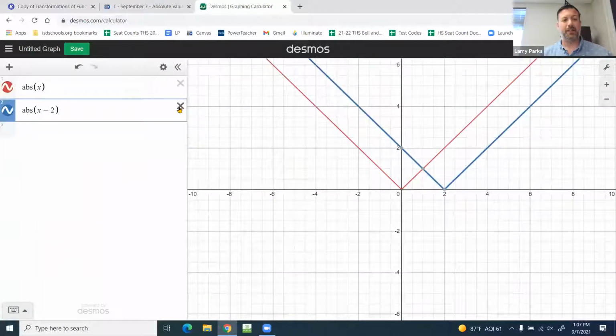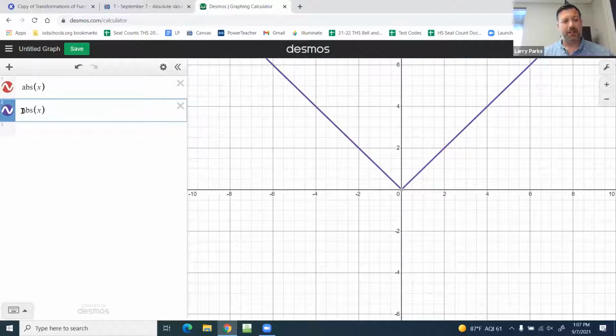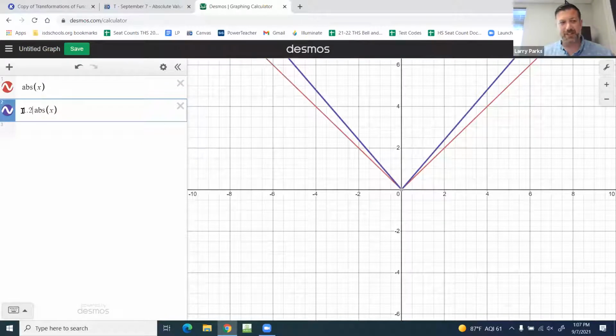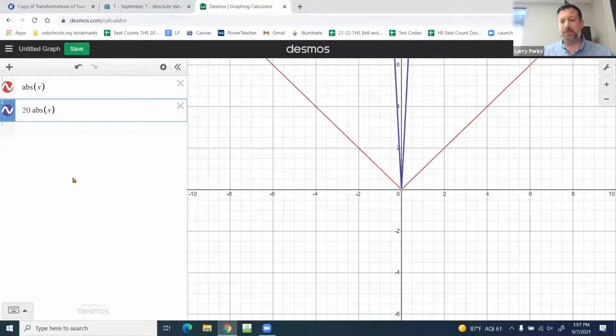So we have our parent. There's our parent. So if I were to put absolute value of x, of course it's the same thing. If I put a number bigger than 1, like 1.1, it stretches. 1.2 stretches. 1.5 stretches. Anything bigger than 1 is going to stretch it. And the bigger that number, the more it stretches.